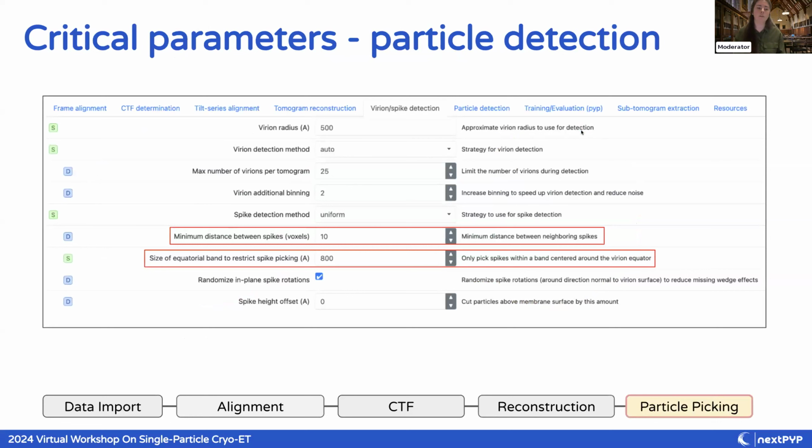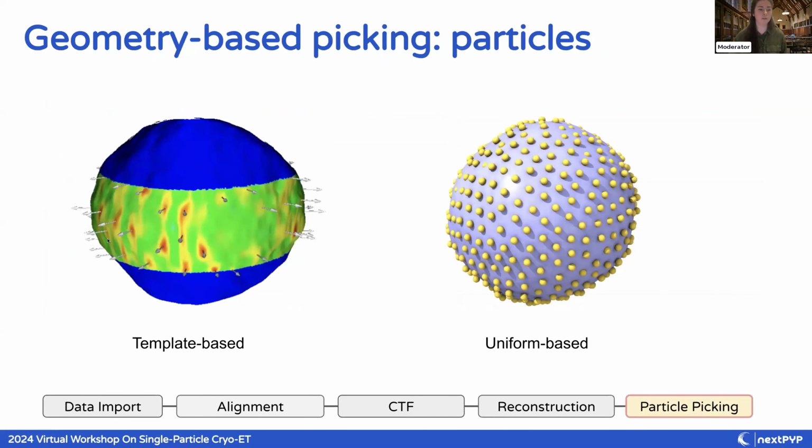For particle detection, I've included critical parameters for the uniform. A note on the template is that the most critical thing for template-based searches is that you're picking a good template that's representative of the particle you're looking for in your sample. For the uniform detection, you want to determine how fine you want that mesh to be. So that's your minimum distance between your spikes. Then also the size of the equatorial band to restrict your spike picking. You can see that visual here. So that determines how wide it's going to pick all the way around.